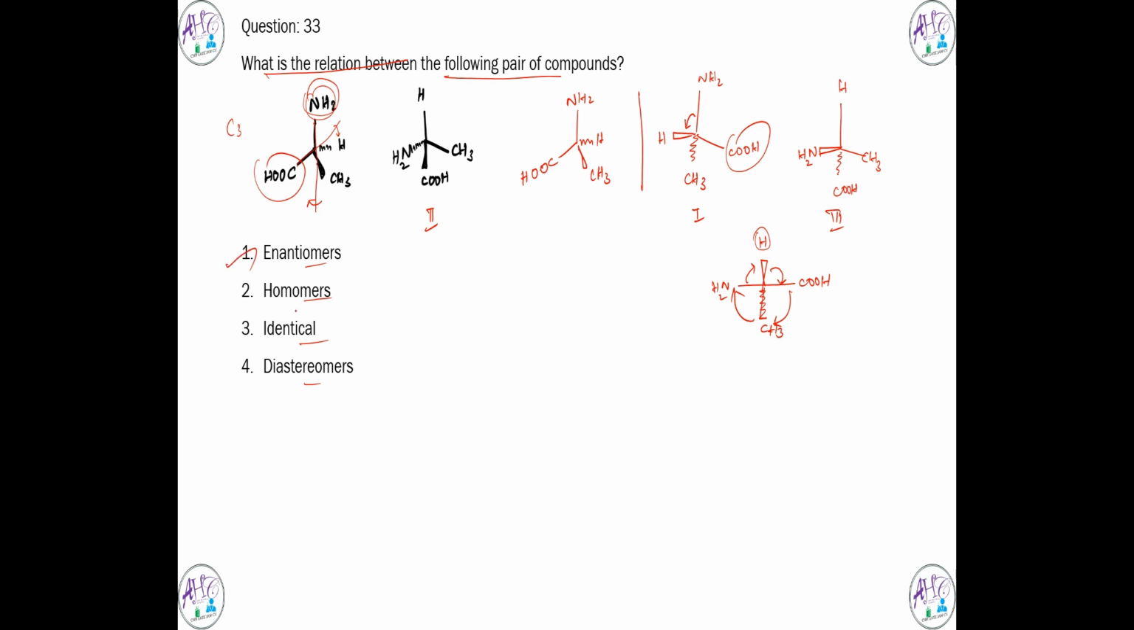We can say a compound is a homomer only if it has an sp3 hybridized carbon. And in order to be identical, these have to be in a different plane. So now these are enantiomers, but if the two are very similar, then that is going to be identical. Diastereomers need two or more stereocenters, at least one or more stereocenters.